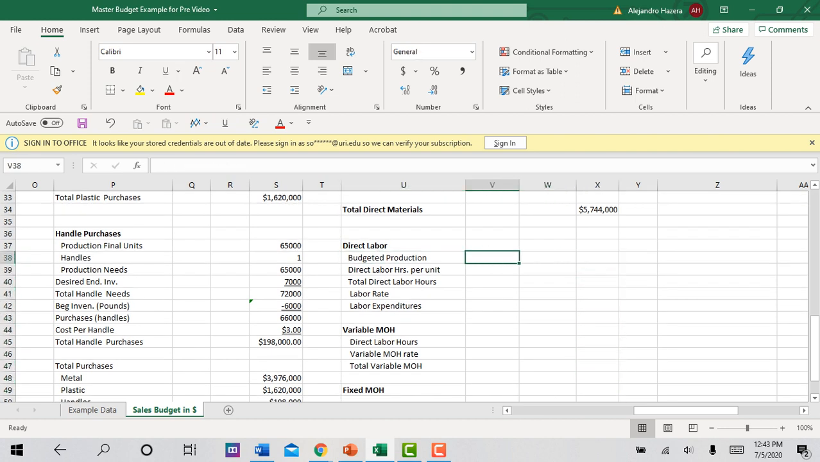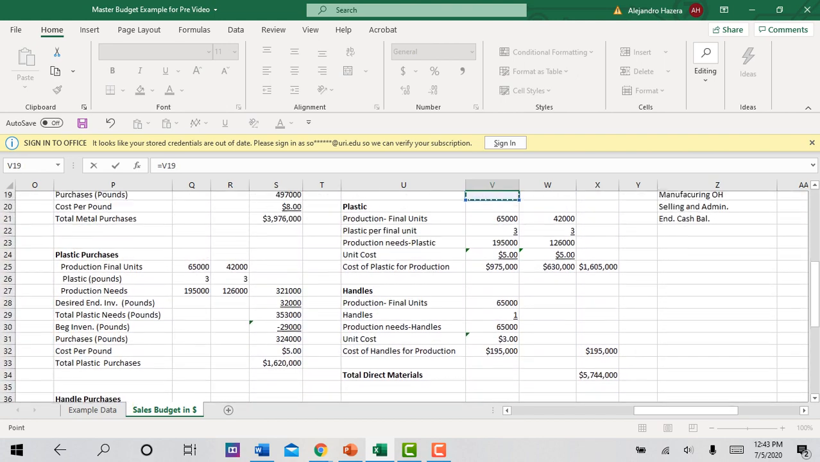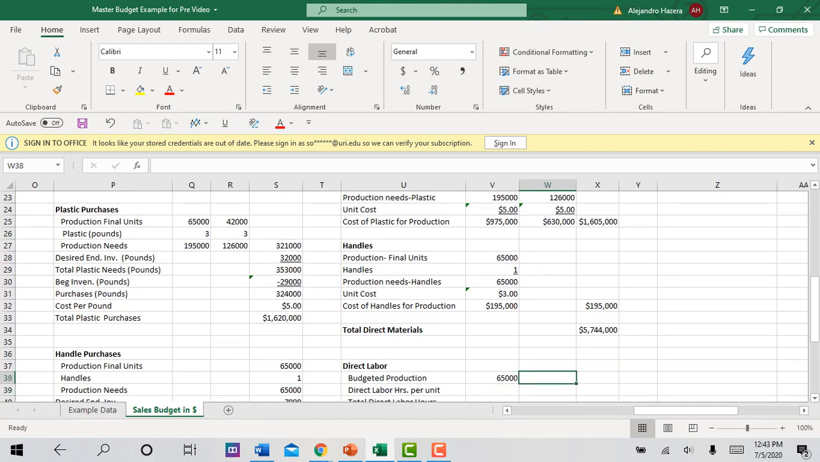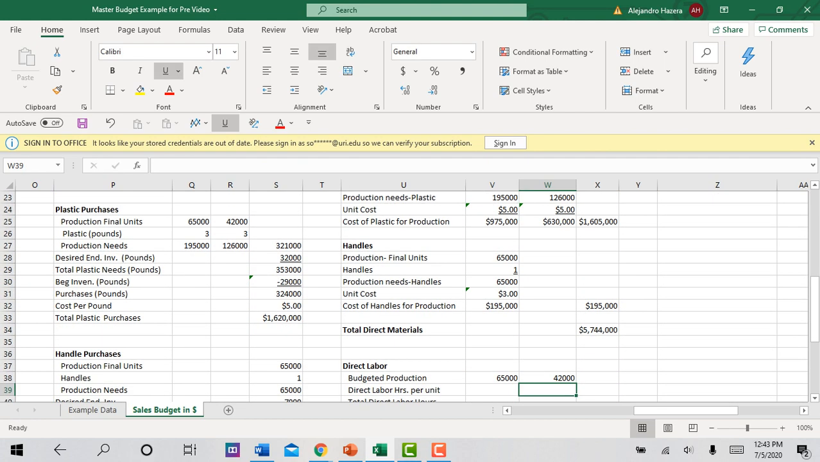Now keep in mind that's only the first type of cost. However, we're also going to have to compute our direct labor cost to produce both drills and saws, and finally our variable manufacturing overhead. The logic is going to be the same. Basically, we know we're going to produce 65,000 drills. We're going to produce 42,000 saws.